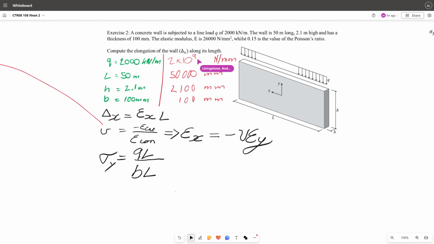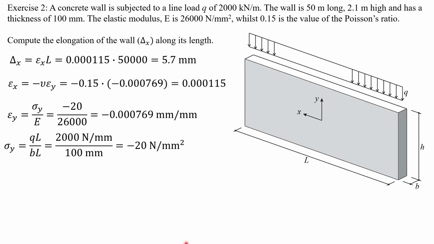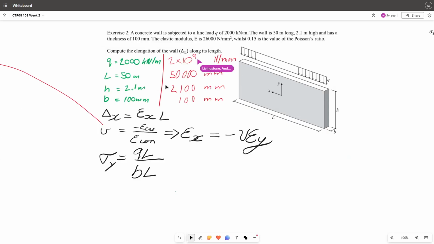Okay, so what I'm going to say is, it doesn't matter if you convert it to newtons and millimeters, or kilonewtons and meters, you will still get the correct answer, as long as all of your things are consistent. So long as you keep that consistent, I'm doing that. Right. As long as you're consistent, then you're good.